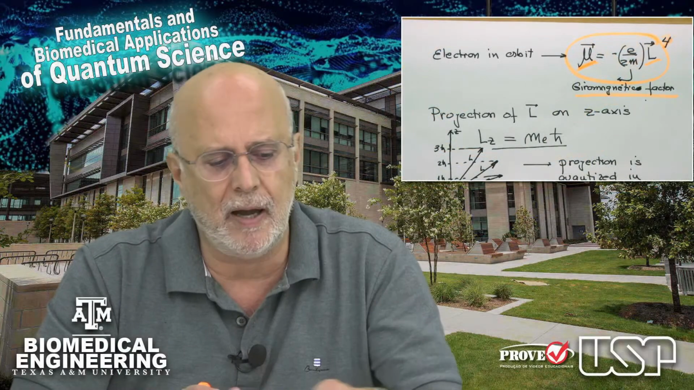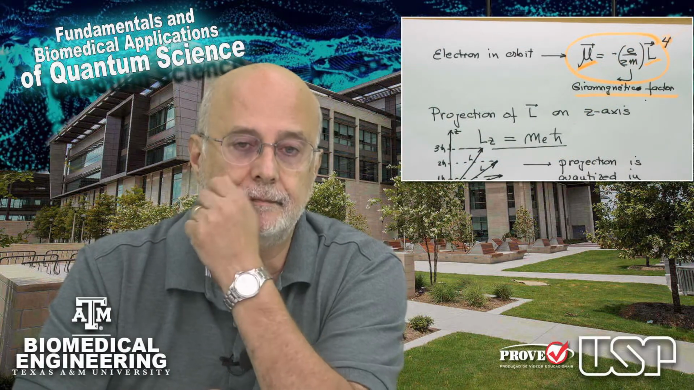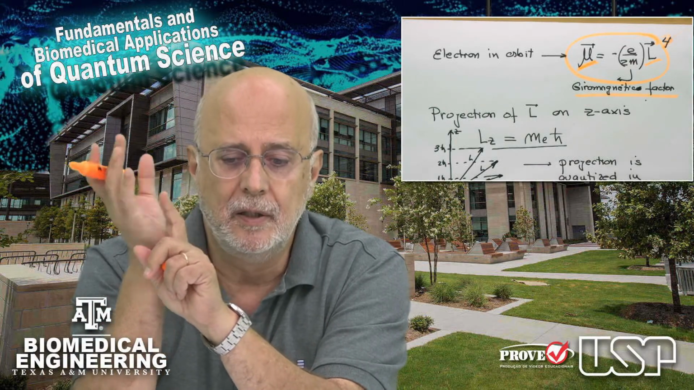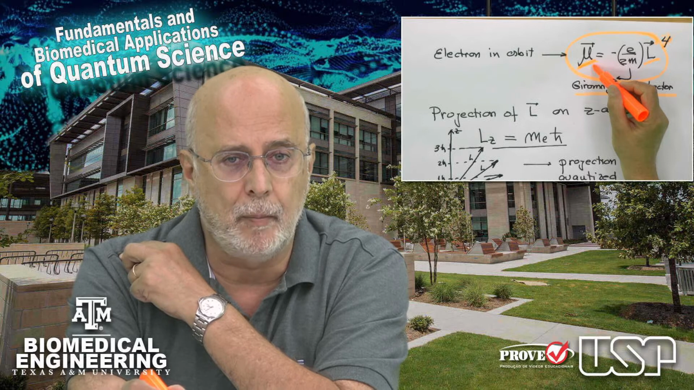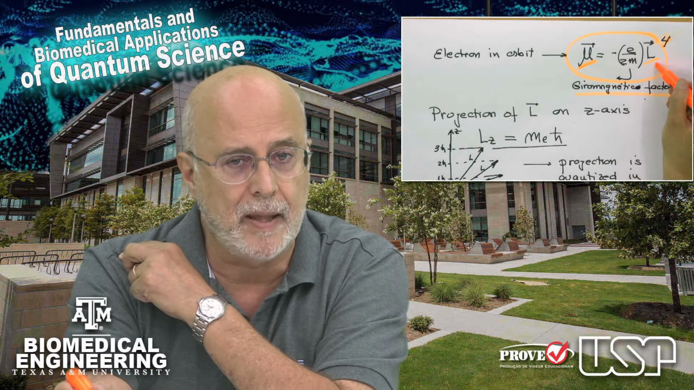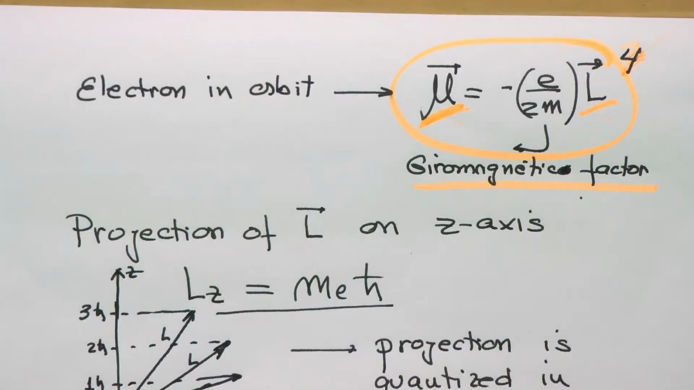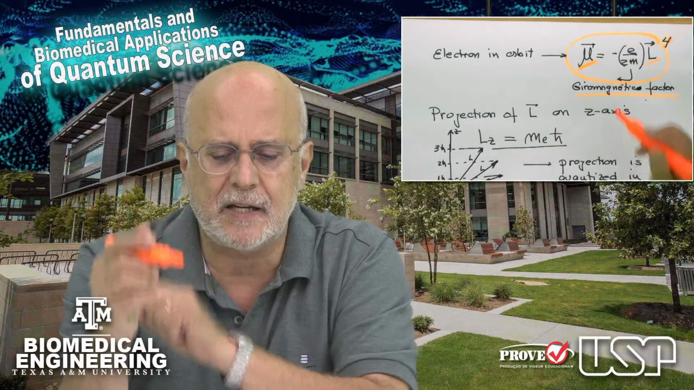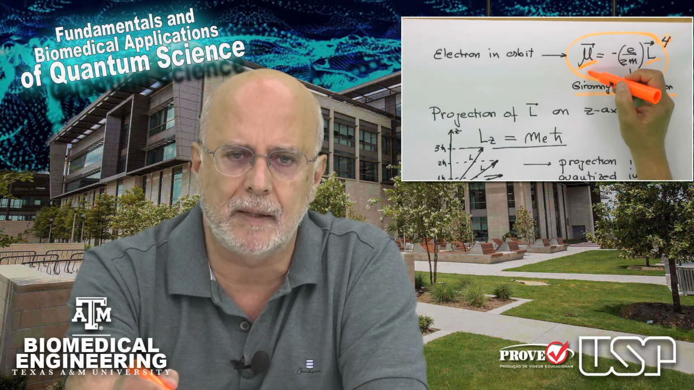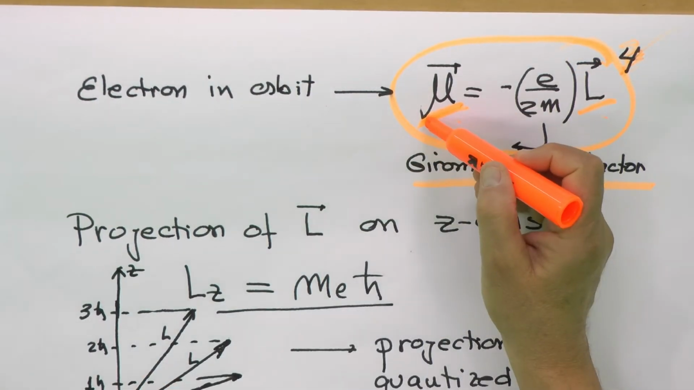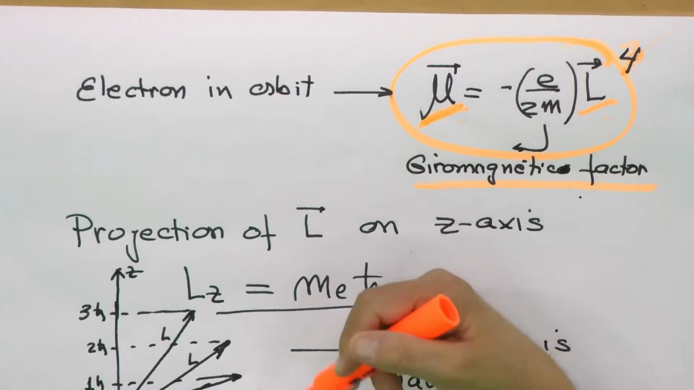So imagine you have a field on the z-axis. What is the interaction? The magnetic momentum is given by the angular momentum, and we have an energy that is the magnetic moment dot the magnetic field. Or in other words, only the z projection of the angular momentum is the one that's going to interact with the magnetic field in the z direction.